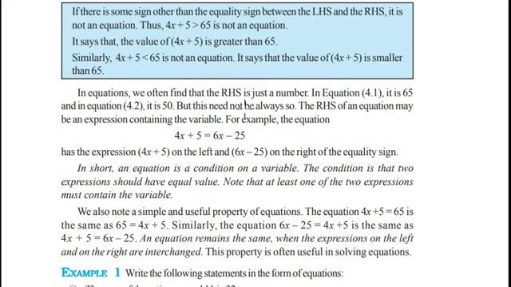We often find that the RHS is just a number. In our previous example, we saw that 4x plus 5 is equal to 65. The RHS is a number. We find this case in most situations, but it may not always be so. Even the right hand side of the equation could be an expression. 4x plus 5 is equal to 6x minus 25. On both sides of the equation, we find expressions involving a variable.